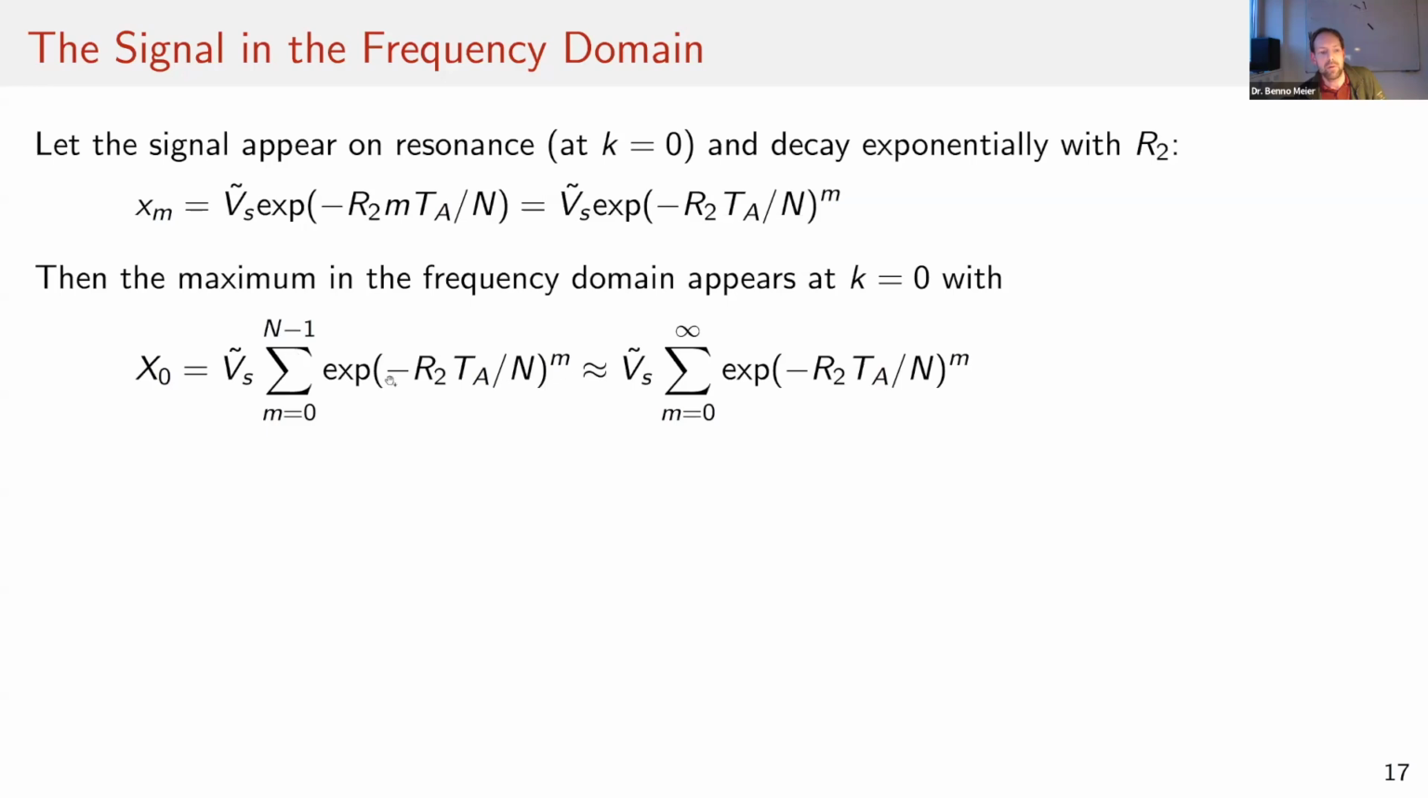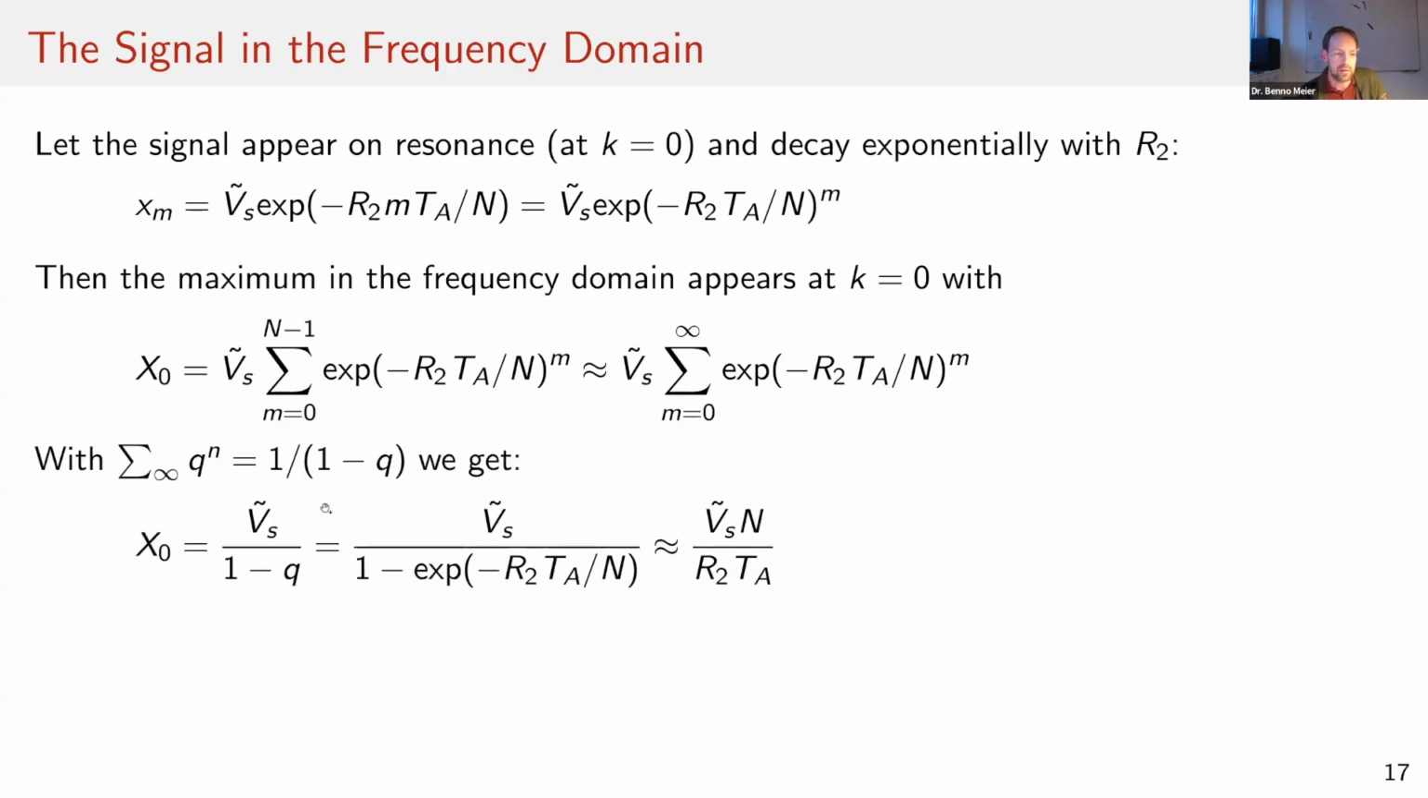And then I can replace this sum here with an infinite sum. If I have that, then I can evaluate this sum using a geometric series. So that's this series here. If you have an infinite sum over q to the power of n, and q has to be smaller than 1, then that sum is 1 over 1 minus q. So from that, we get the signal in the frequency domain, which is just my time domain amplitude divided by 1 minus q.